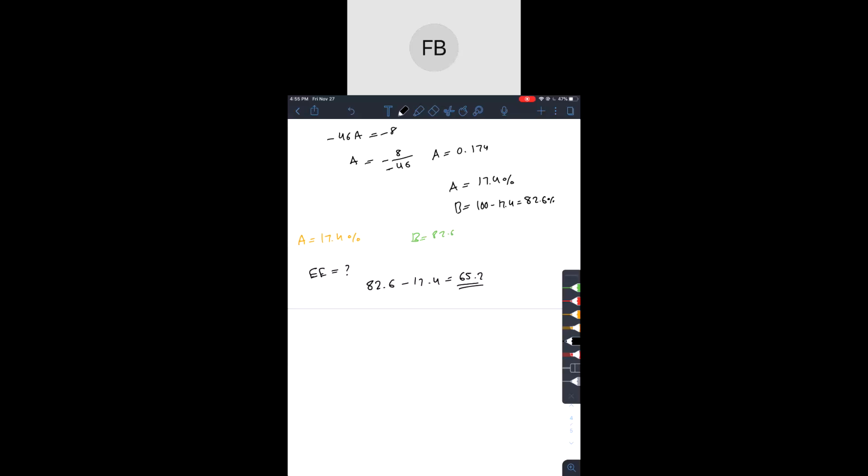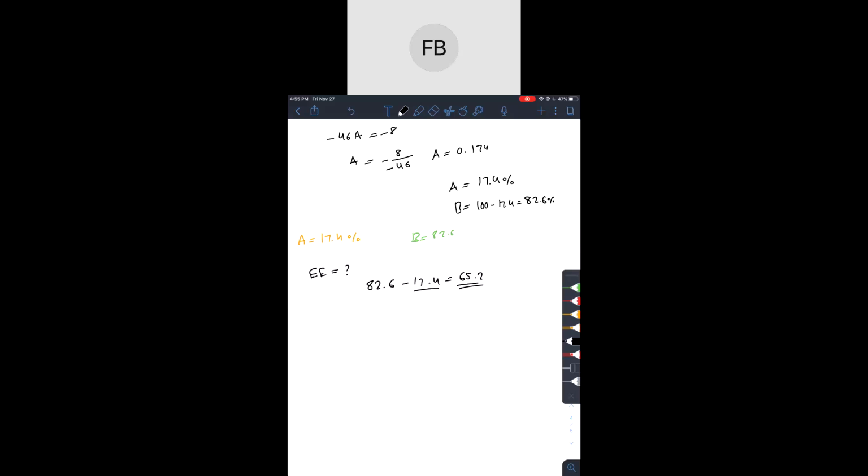What that means is that 65.2% of B is extra over A. So 17.4% from A cancels out with another 17.4% from B. And this is the amount that actually influences the rotation of the mixture. But you don't use all that. Just do this calculation, and that's the enantiomeric excess.